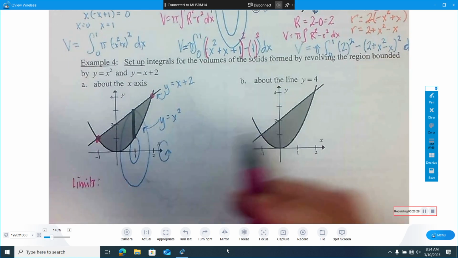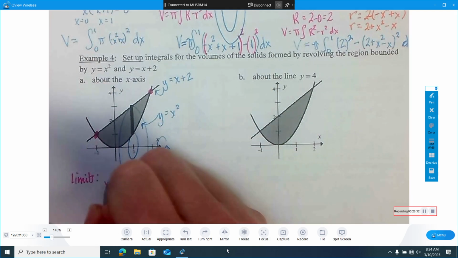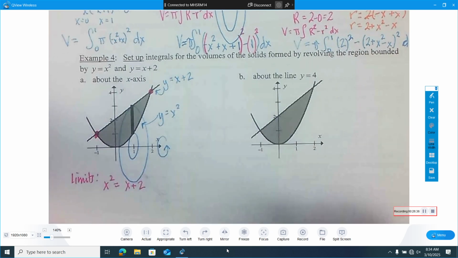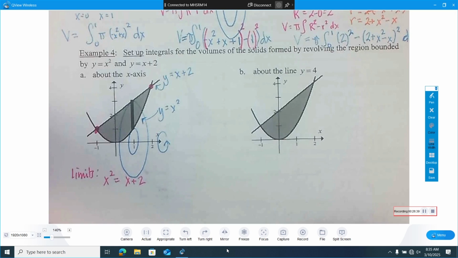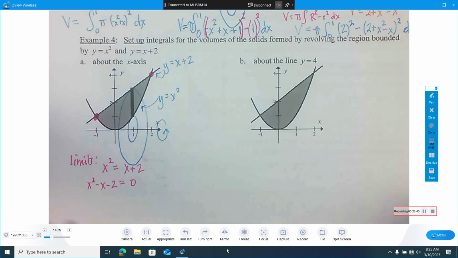Yeah, where do they equal each other? They're both equal to y, so we can just set them. We want to know where the parabola equals the line x plus 2. I'm going to go ahead and push everything over to one side. We get x squared minus x minus 2 equals 0. And then what do you do from there?